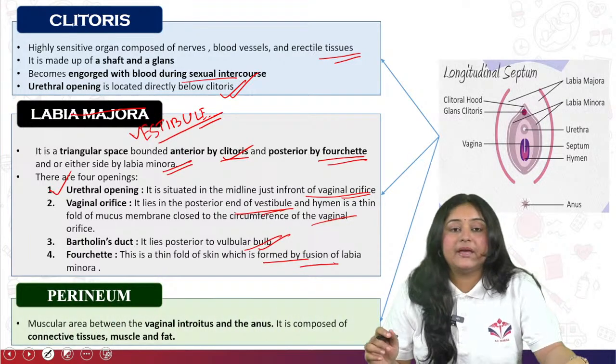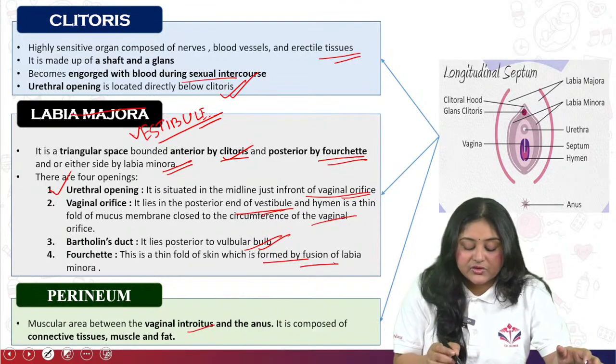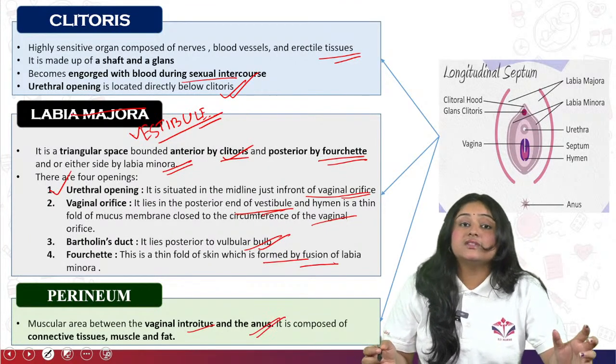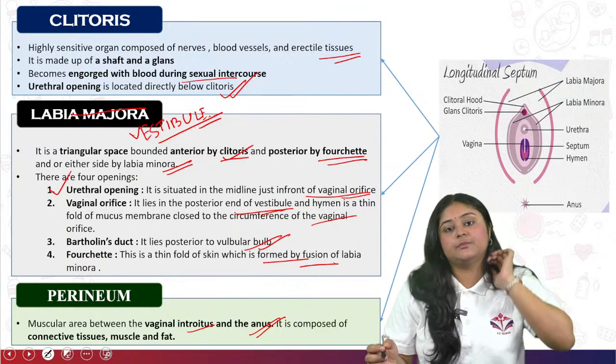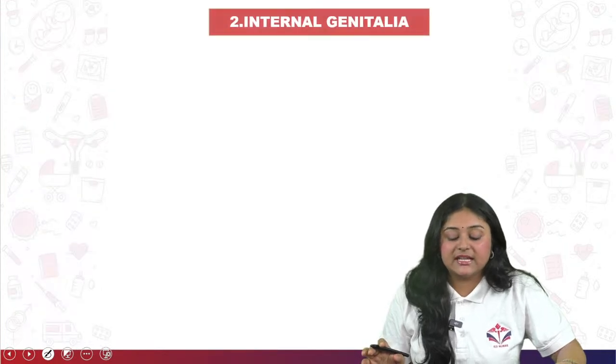And the last one is the perineum. The perineum is a muscular area between the vaginal introitus and the anus. Okay, so what is the composition? Connective tissue, muscle and fat. Okay, so these all are about the external genital organs.